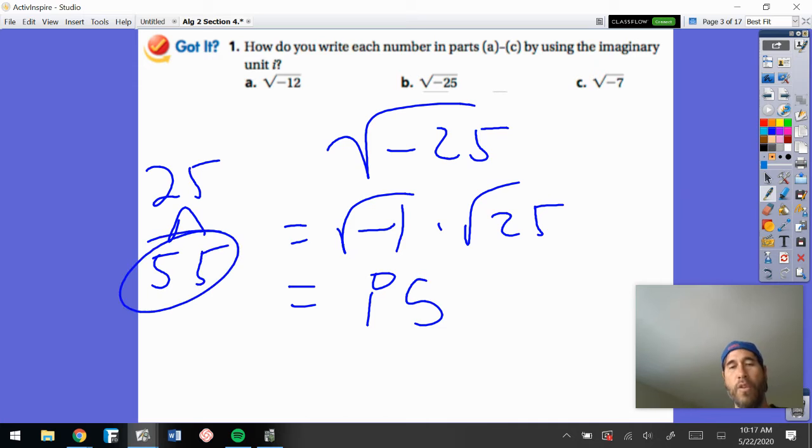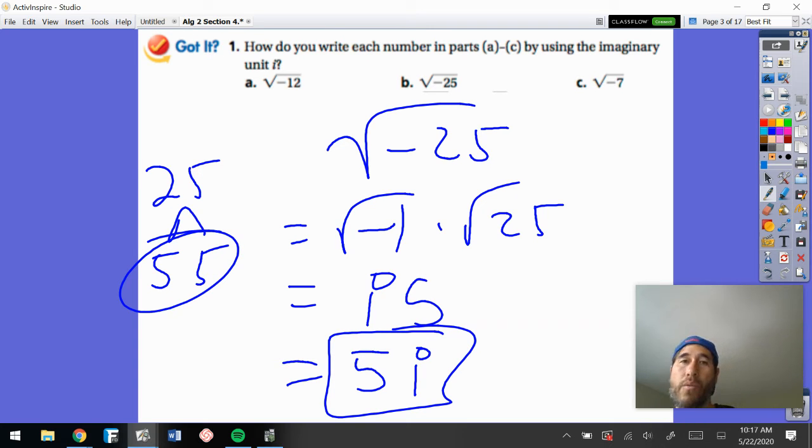A 5 and a 5, 2 of them comes out. If it comes out and nothing is left on the inside, it gets rid of the square root, or it gets rid of the radical. Okay, so my final answer, whenever you get rid of everything, we usually put the i behind. So it would be 5i.